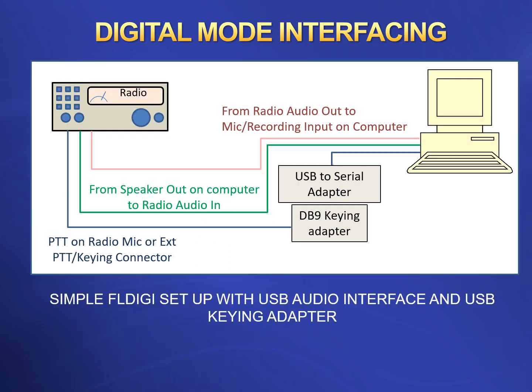Again, I've used this diagram before, but it is the standard connectivity for an audio interface from your radio to your computer and vice versa. So from the radio, audio output goes to the mic input on the computer. The speaker output on your computer goes to the audio in or mic connector on your radio. And then you need a DB9 keying adapter or a USB to serial adapter, and some way to push PTT on your radio from the computer.